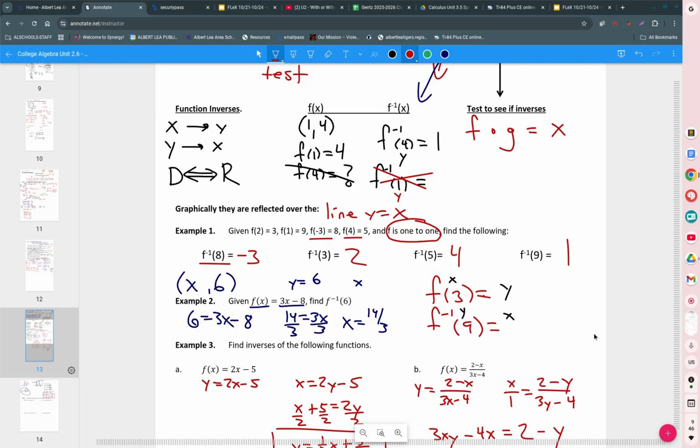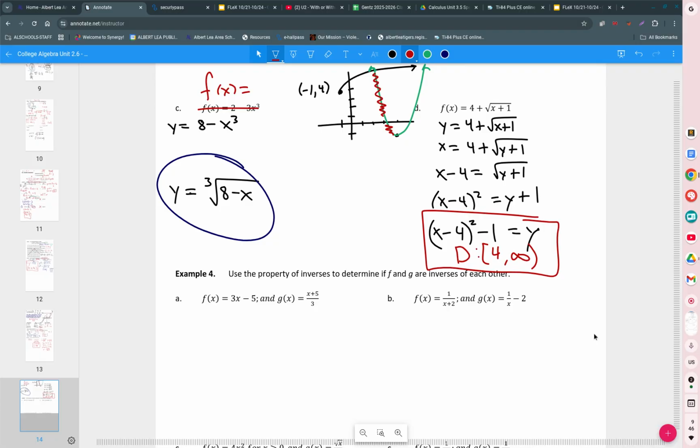But because composition is not commutative, you also have to check g of f. If they both give you a resulting x, then they are inverses of each other. If you don't get a resulting x, then they are not inverses of each other.